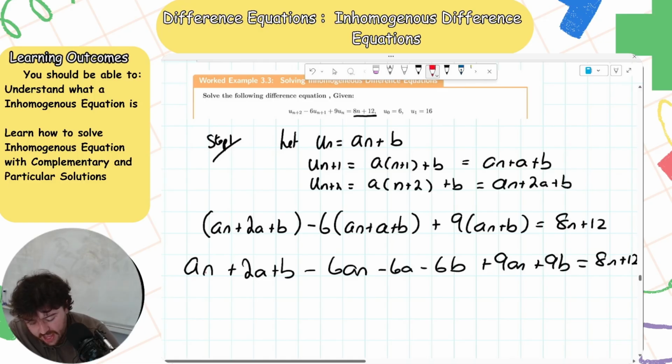Gather up my an terms, so an minus 6an plus 9an, that's going to give me 4an. Then for the a terms, 2a minus 6a is minus 4a. And then b minus 6b plus 9b is going to be plus 4b.